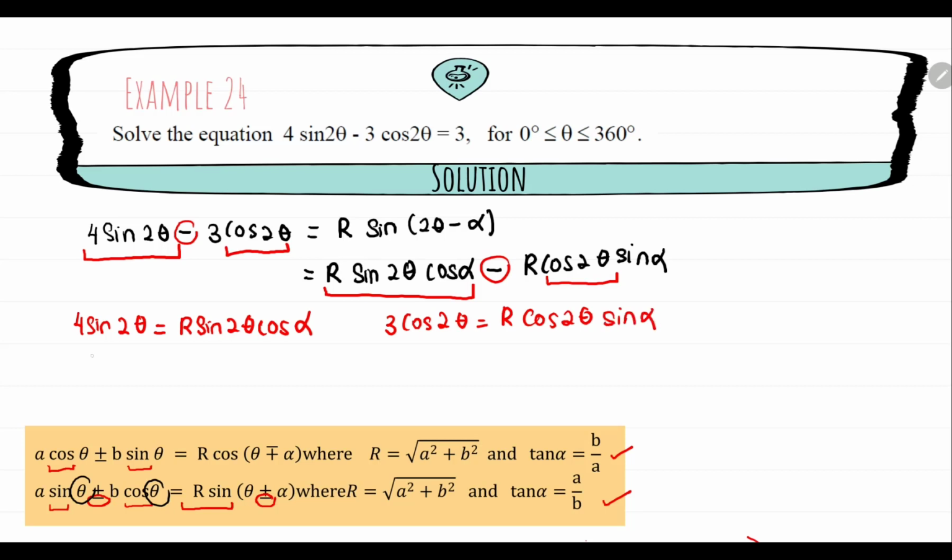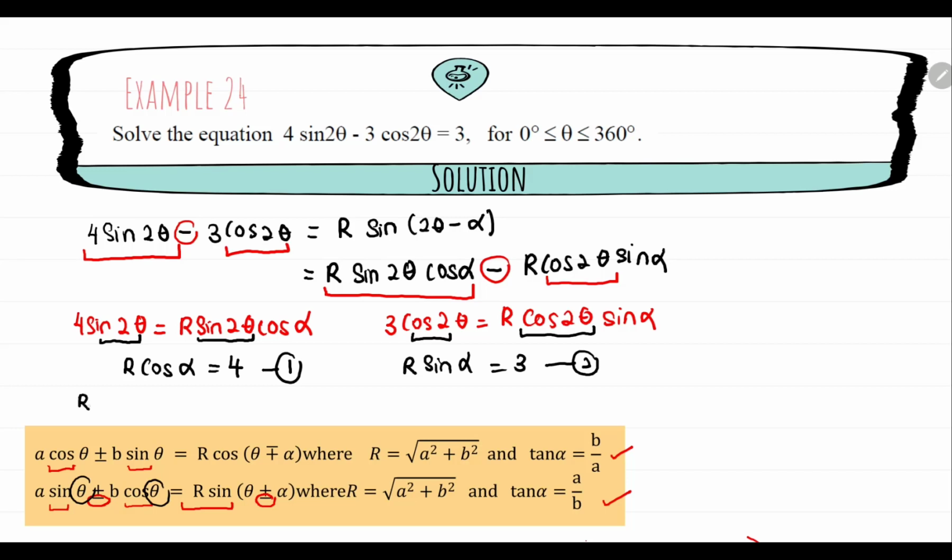Next, we're going to simplify this. We're going to divide the whole expression by sin 2θ and we will be getting R cos α equals 4, equation 1. And here we're going to divide by cos 2θ. So we will be getting R sin α equals 3 as equation 2. Okay, so we need to find R and α.